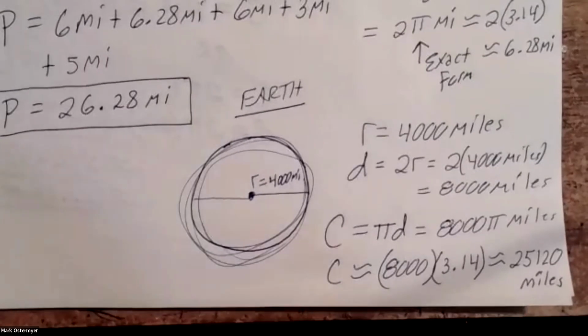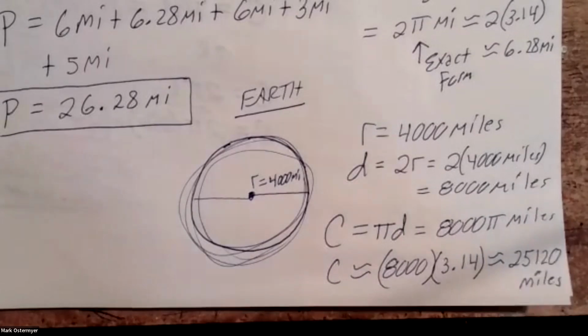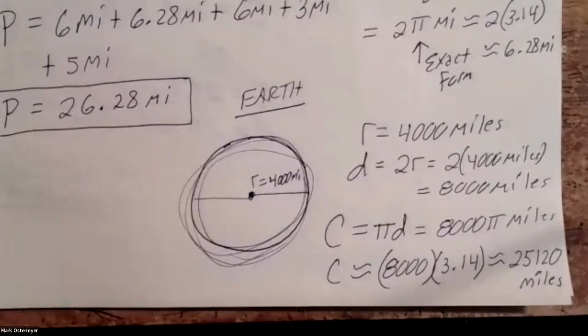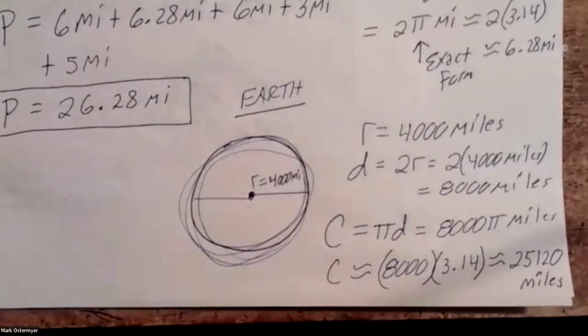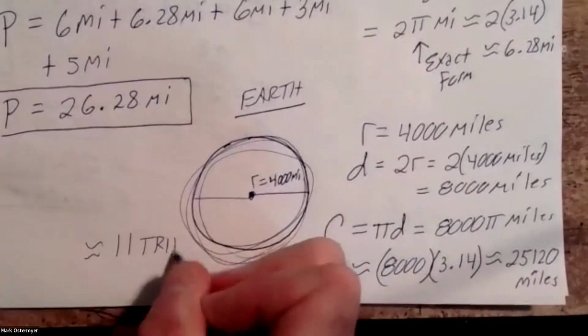All right, so I'll tell you what, let's take this 25,120 and divide it by 2,280. How many trips to Los Angeles would that be if we went around the Earth one time? Take 25,120 divided by, you said 2,280 about? Wow. Ladies and gentlemen, to go around our planet just once would be equivalent to about approximately 11 trips. 11 trips to Los Angeles.